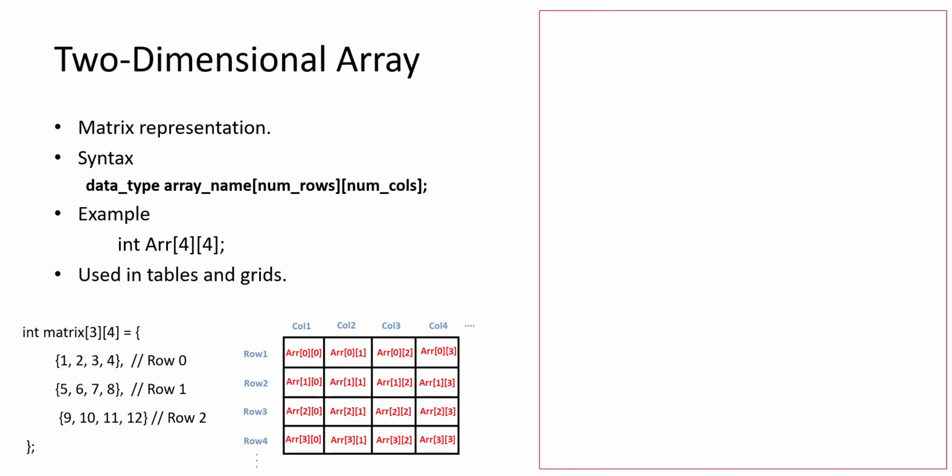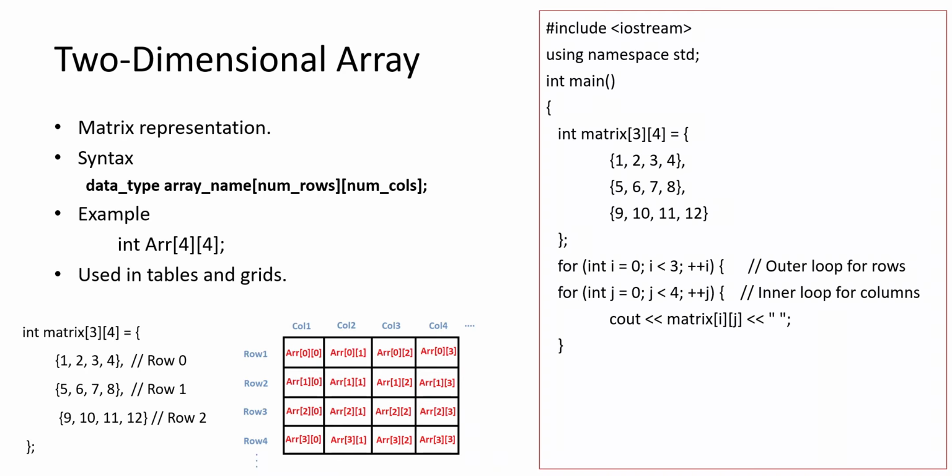So this is a demonstration of a two-dimensional array. Usually it is used in matrix representation. Syntax for declaring a two-dimensional array: data type, array name, within square brackets the number of rows or size of the row, in another square bracket the number of columns or size of the column. This is an example. It stores the data by means of rows and columns. This example program demonstrates the matrix storage and also how to print the values of the matrix.